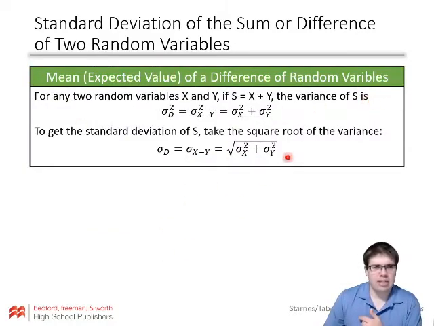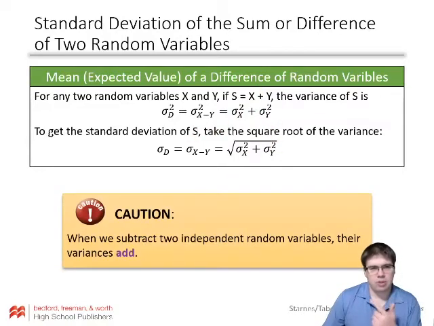So when we're doing the difference of those, and sorry, this should be a minus sign, when we're doing the difference of two random variables, we still add variances. So when we subtract two independent random variables, their variances still add.